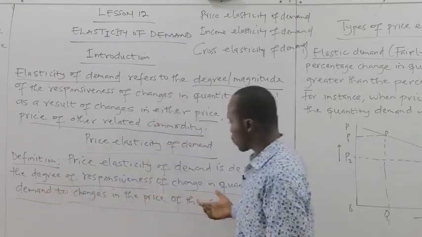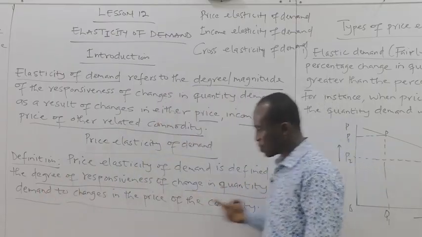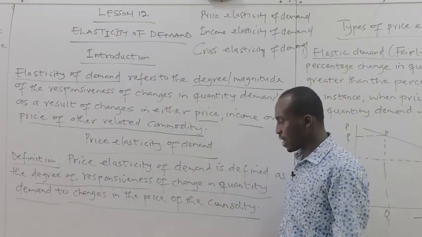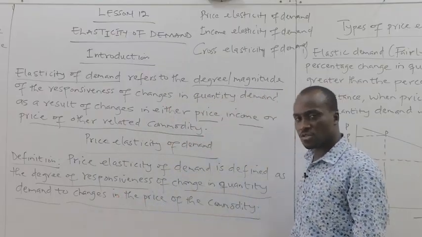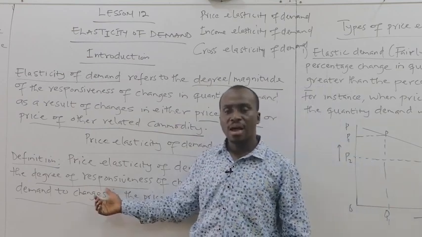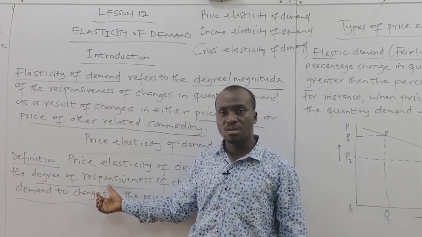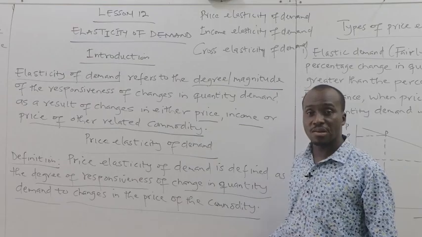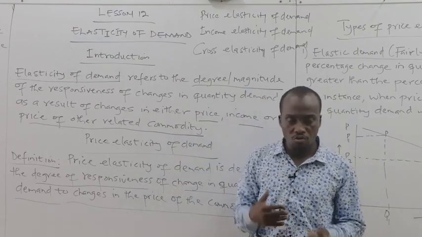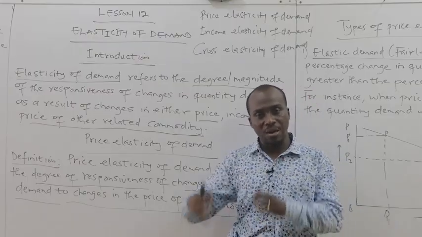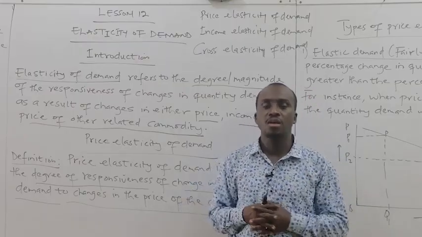So it's the degree of responsiveness. How does your demand respond to changes in price? If price increases by 10%, how will your demand respond? Will your demand fall by 40%, or fall by 80%, or fall by 100%? So we see the different degrees to which a consumer's change in quantity demanded responds to changes in price.